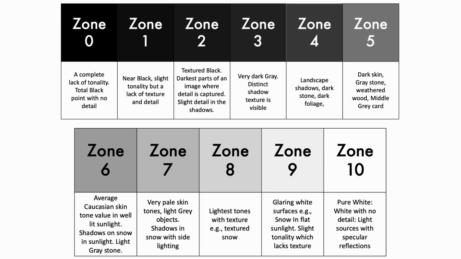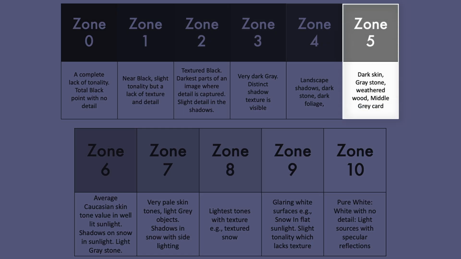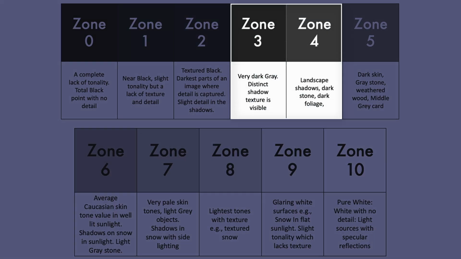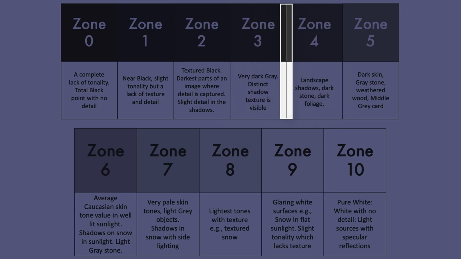Now, if we look at our zone exposure chart again, we can see that zone 5 is the middle grey region, and this also represents our darker skin tones. However, when we go down to zone 4 or zone 3, this is where we have even darker exposure ranges, such as darker stone and landscape shadows.